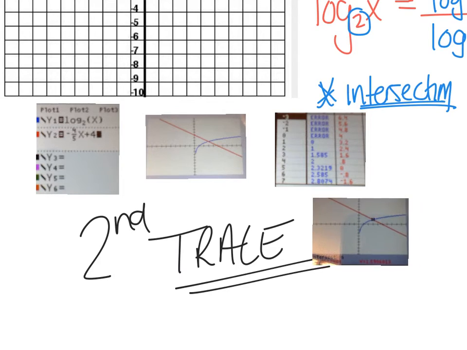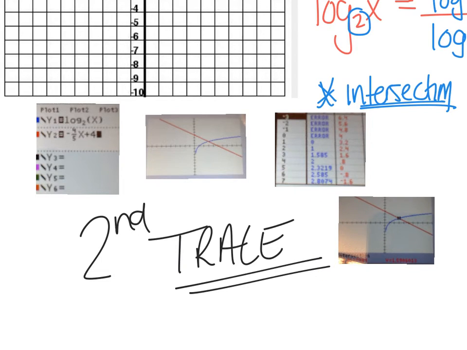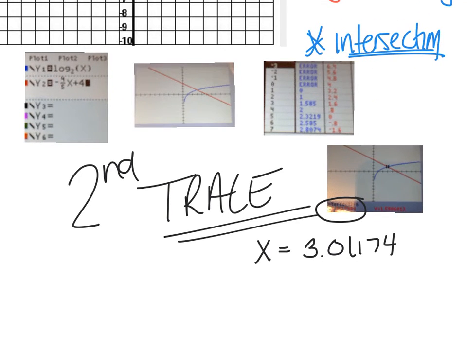So now that mine says intersection, whoops, there's a tad bit of a glare there, I apologize. I get at x equals 3 point, and it should tell you what to round to on the exam, 0.1174, and I get a y value of 1.5906. Okay, so be real careful whether it wants just the x value or if it wants the point of intersection.